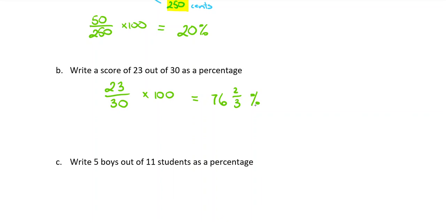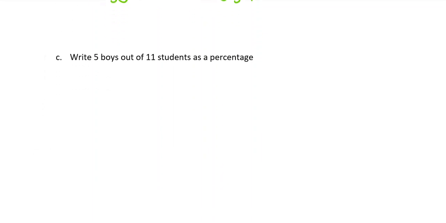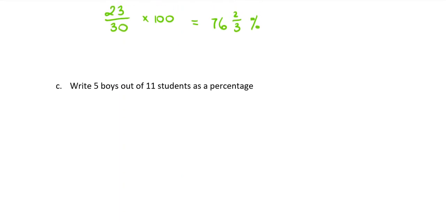Okay, part C. Write 5 boys out of 11 students as a percentage. What should I do first? That's right, make it a fraction. 5 out of 11 are boys. Now how am I going to make it a percentage? No, that will only change between fractions and decimals. How do I change it to a percentage? Times by 100.